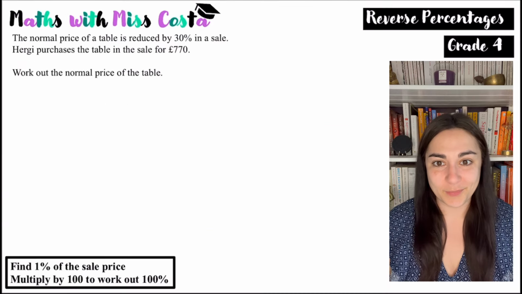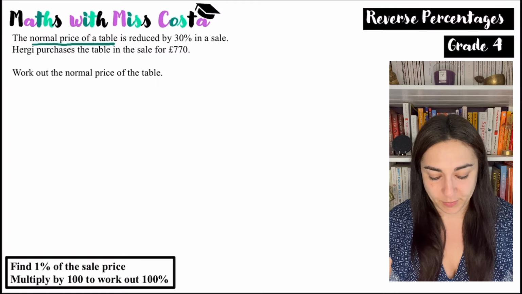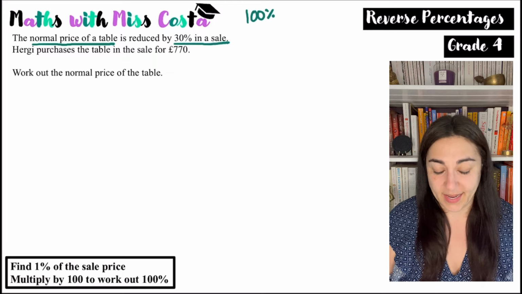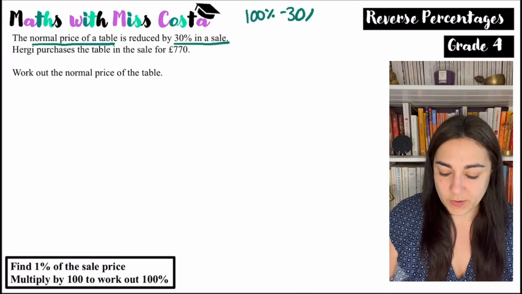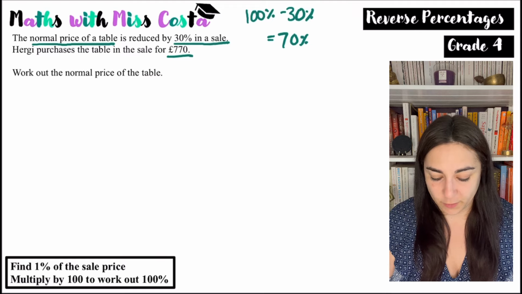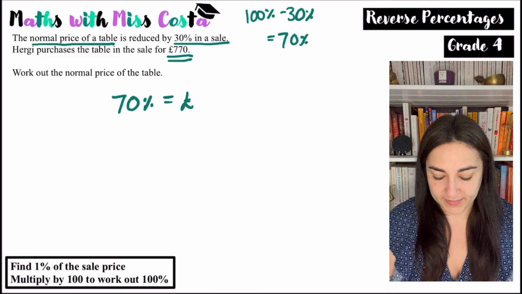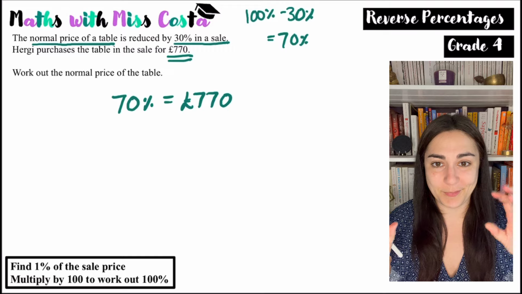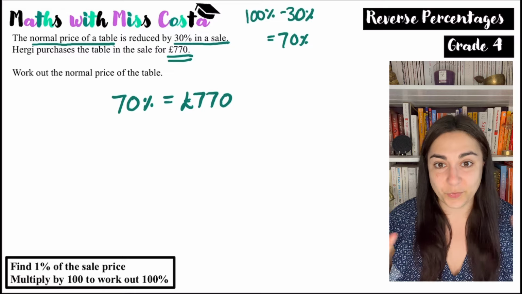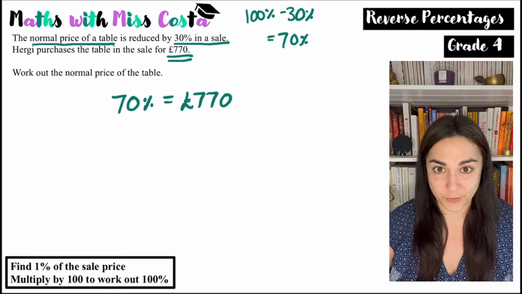So with questions like this, it's really important to read the question and not assume you know what they're asking you for. It says the normal price of a table is reduced by 30% in a sale. So if the normal price is 100% and it's reduced by 30%, then what I am dealing with is actually 70% of the table. So Hergy purchases the table in the sale for £770. So therefore, I know that 70% of the table is worth £770. What people often do is they assume that 100% is 770 and then they work out 30% of 770 and get themselves into a bit of a mess. So read the question carefully. You know it's been reduced by 30%. Therefore, the value that you are paying for is 70% of the original.